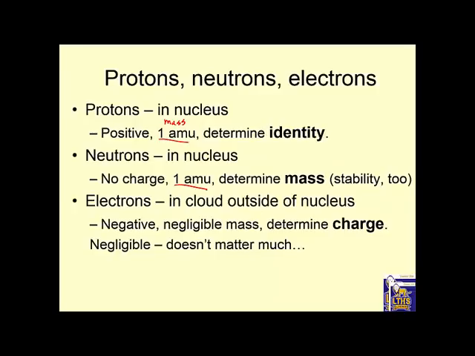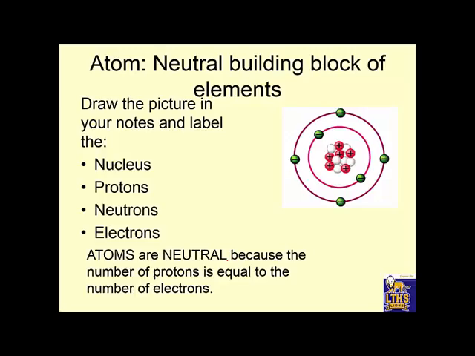Electrons are in clouds outside the nucleus. Those clouds are called orbitals, described by probability. Electrons are negative. They have negligible mass, meaning that if you compare them to the mass of protons and neutrons, they're about 1,000 times smaller in mass. So we say they have almost no mass compared to the heavy parts of the atoms. They give you the charge of atoms, and negligible means they don't matter much in terms of mass of an atom, but they do matter in lots of other ways.